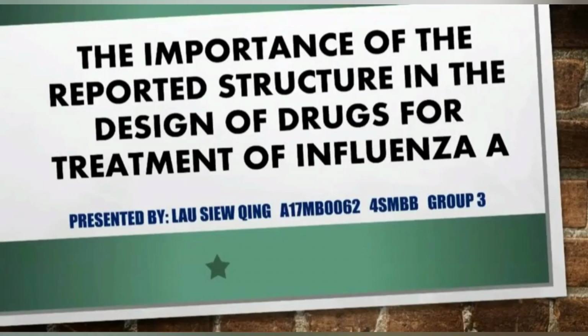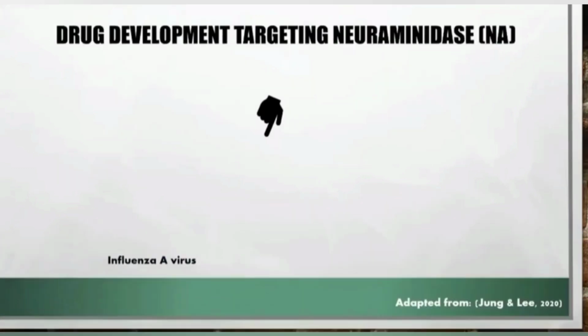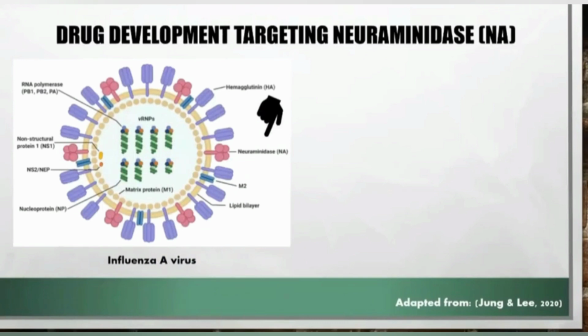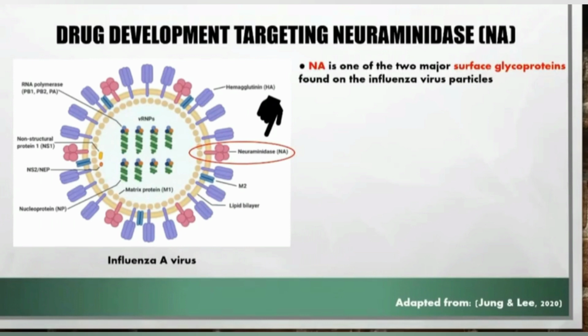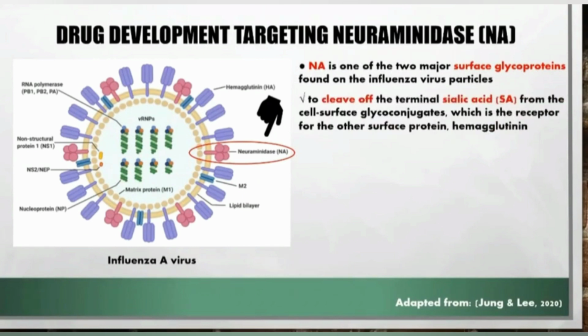I will proceed with the presentation on the importance of the reported structure in the design of drugs for treatment of influenza A. This figure shows the influenza A virus, and my part of the presentation will be focusing on neuraminidase. For your information, neuraminidase is one of the two major surface glycoproteins found on influenza virus particles. Its function is to cleave off the terminal sialic acid from the cell surface glycoconjugates, which is the receptor for the other surface protein, hemagglutinin.